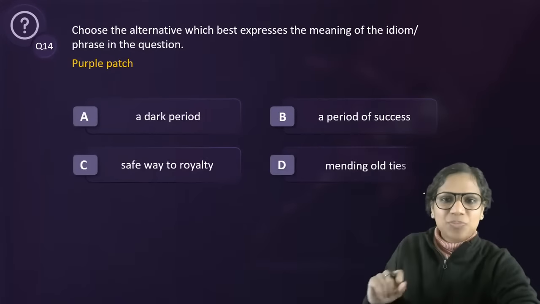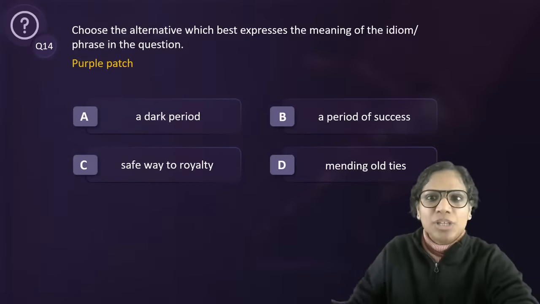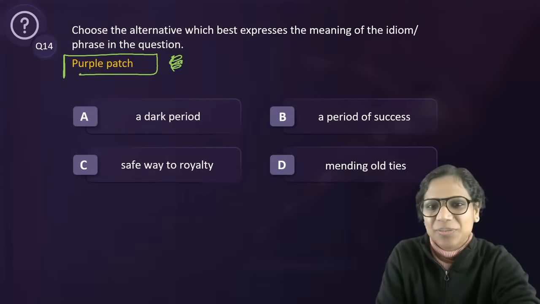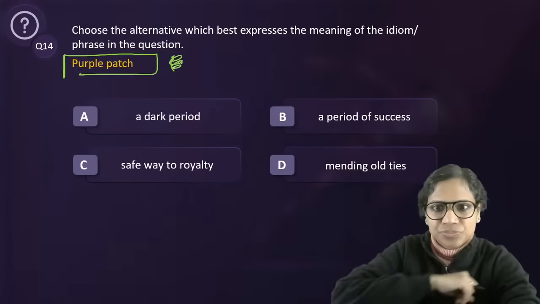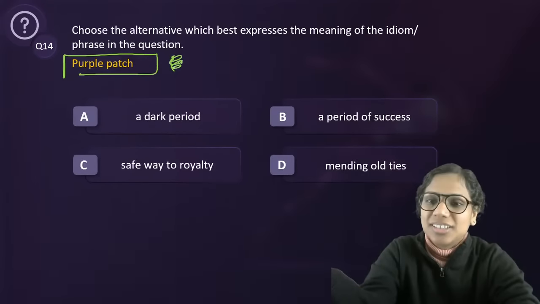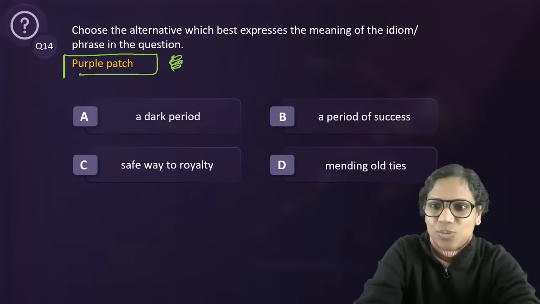All right. Idioms and phrases, new category now. Tell me what is the meaning of this idiom, purple patch? What kind of a patch is this? Is it a dark period? Is it a period of success? A safe way to royalty? Mending old ties? What does it mean?